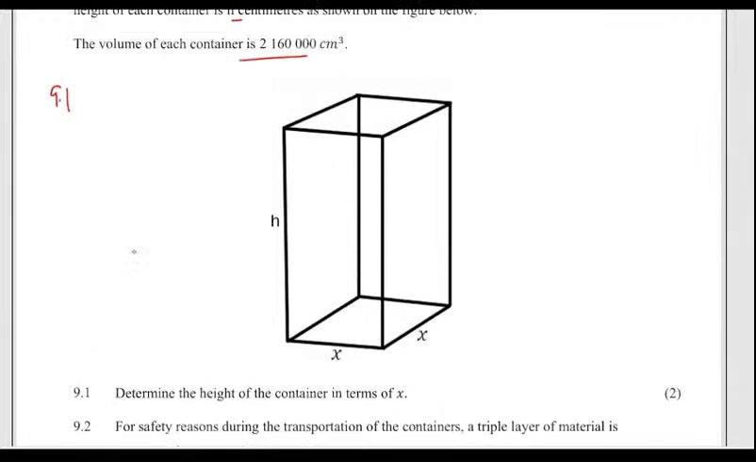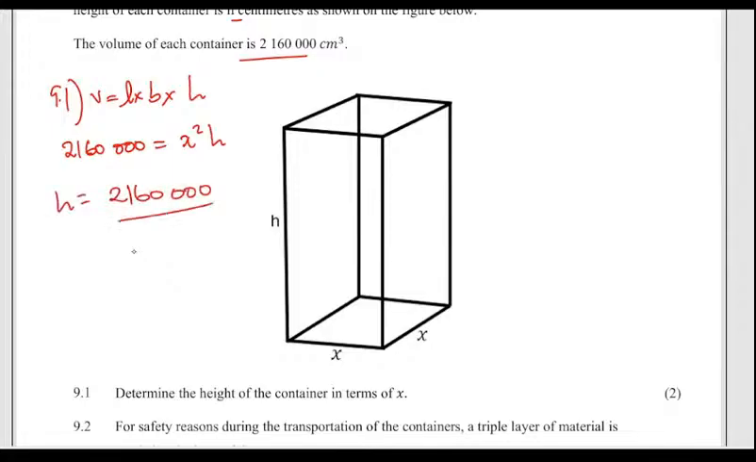So we know that volume is length times breadth multiplied by height. So our volume, 2,160,000, is equal to x squared multiplied by height, because it's x and x, so x squared. Then we divide by x squared. So it's 2,160,000 divided by x squared. That's what the question wanted.